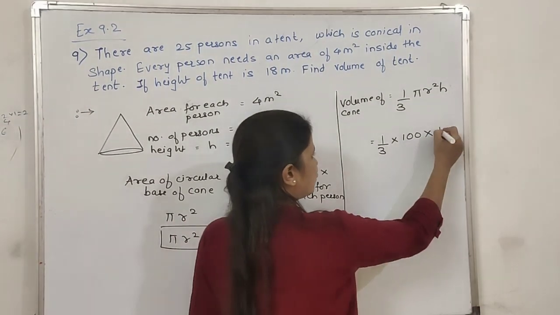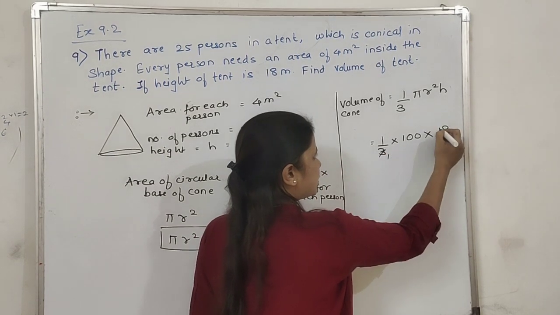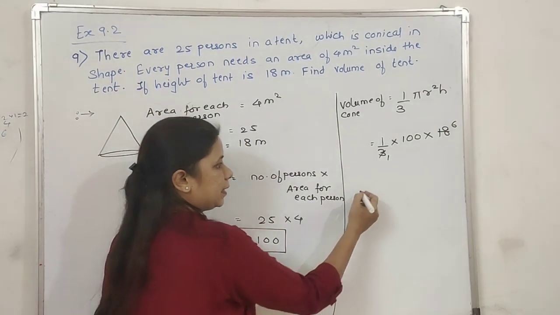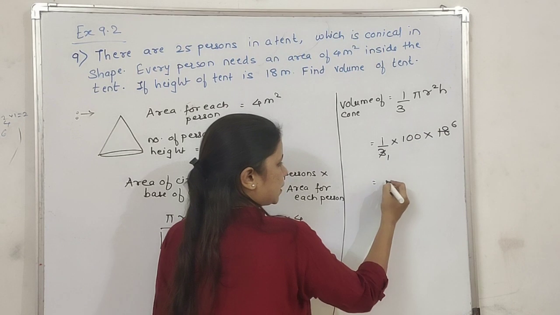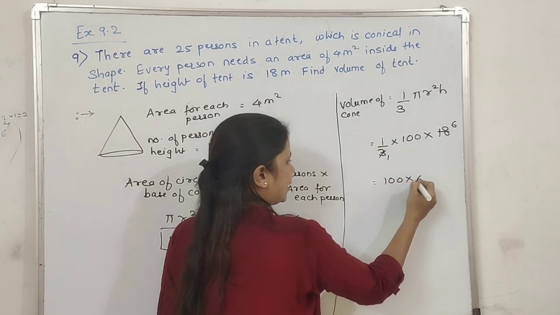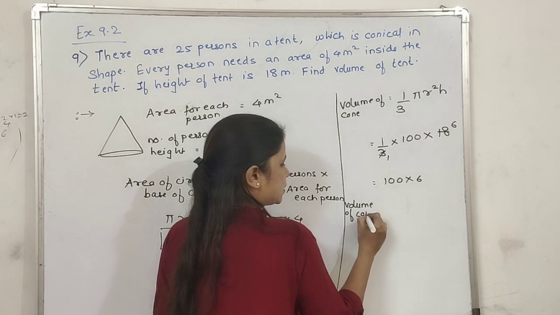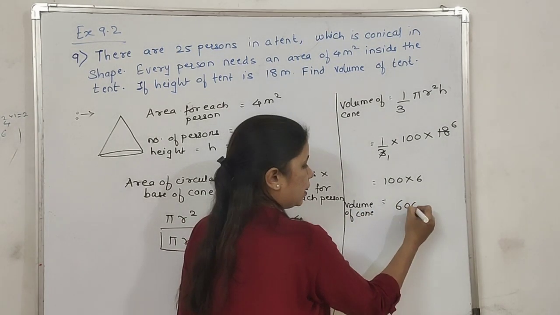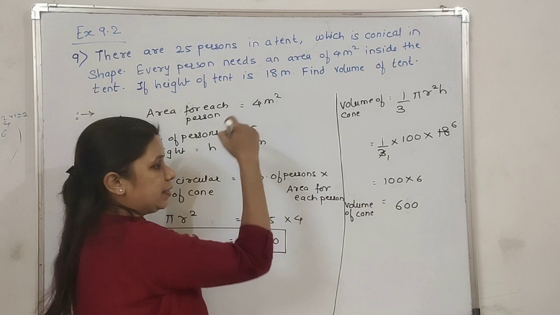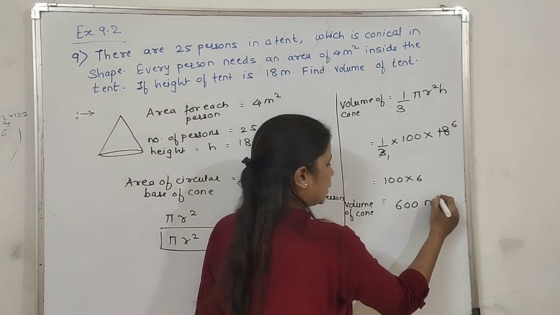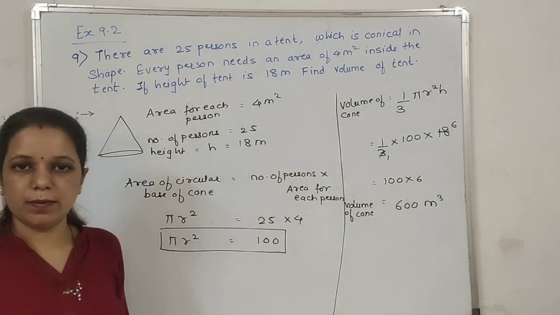The calculation is very simple. 3 1s are 3, 3 6s are 18. So volume of the cone is 6 into 100, and that is 600. The unit is given in meters, so meter cube or cubic meters.